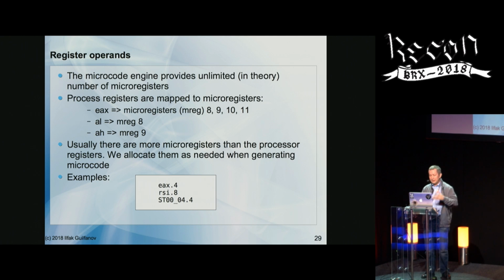It is okay to allocate as many microregisters as we need to be able to represent processor instructions nicely, and we usually allocate them as needed when we generate. These are the examples of operands, register operands. EAX, RSI. You see, we always specify the operand size using a dot number.